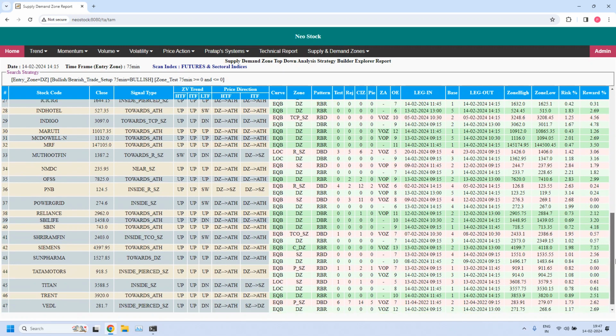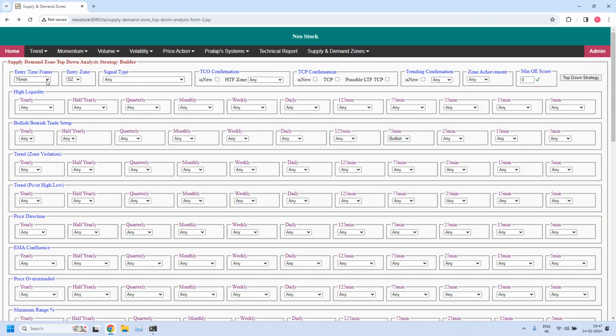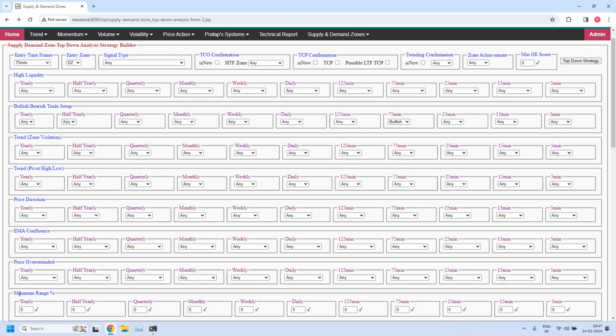Now what we do, we will add one more filter, that is reward. Because it is a weekly income trade, from 75 minutes demand zone to 75 minutes supply zone, let us expect a minimum 3% reward. If any such reward is there, we want those stocks. So reward means your D2D range, that is nothing but minimum range percent. Now in 75 minutes time frame, we are setting the value 3%.